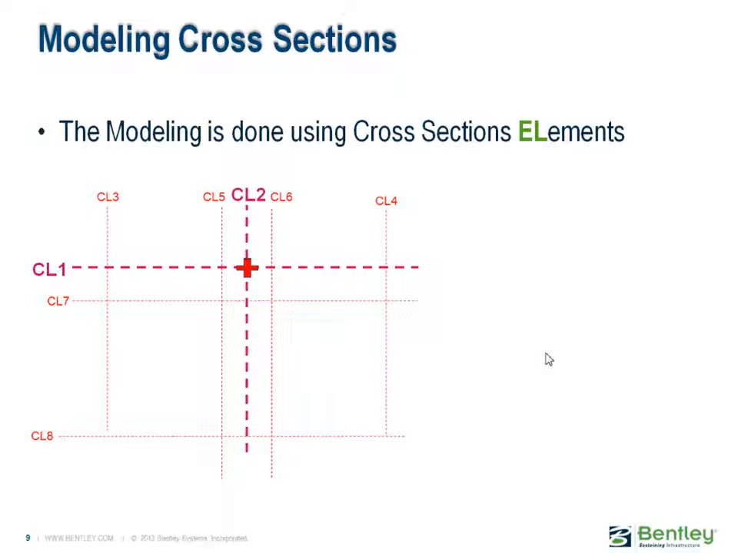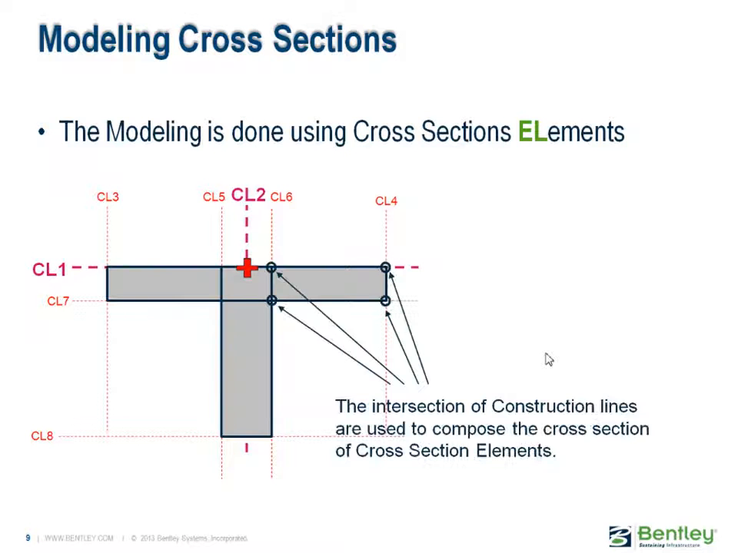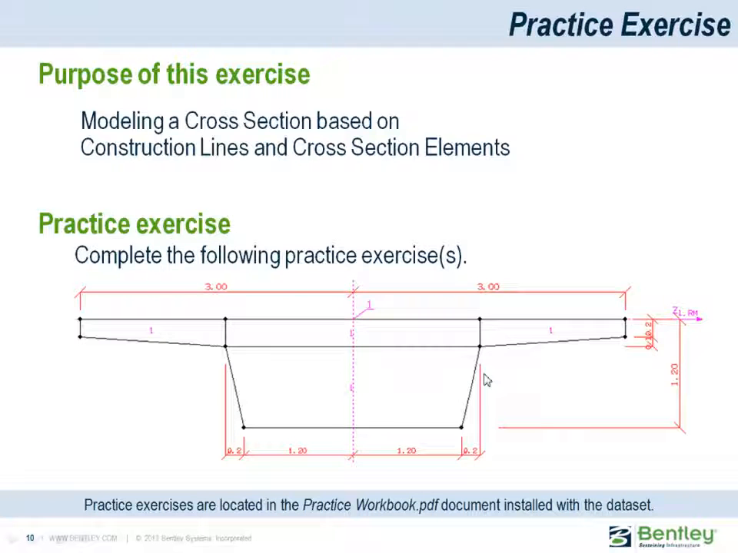The cross-section itself is then composed of cross-section elements. They are input based on intersection of construction lines. In this exercise, we will model a simple cross-section. Total width of the cross-section is 6 meter, and width of the bottom face is 2.4 meter. The total height is 1.2 meter, and the thickness of the cantilever plate varies between 20 and 30 centimeter.